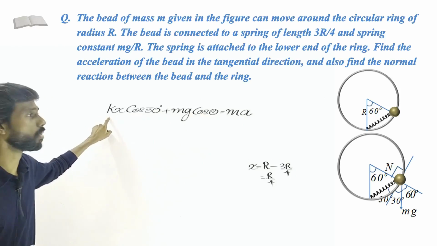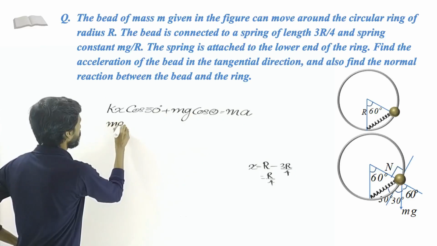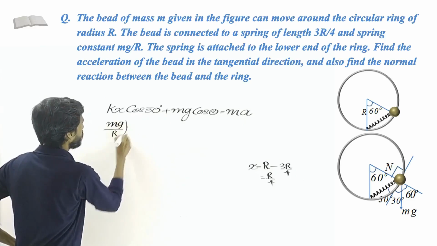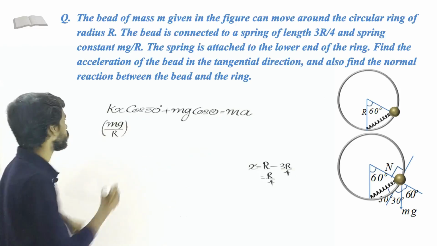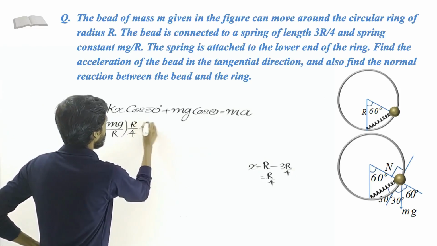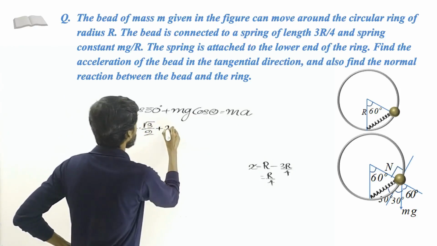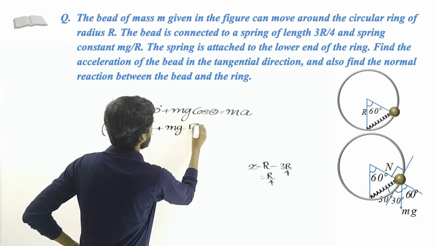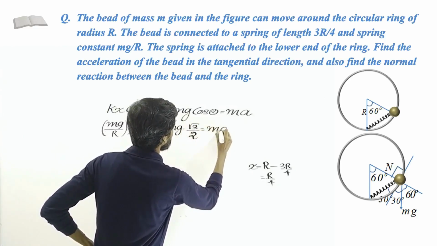So the k value is known in the question, right? From the question, k is mg by r. And the x value we have found, so that is r by 4. Cos 30 is root 3 by 2, plus again mg cos 30, which is root 3 by 2. So that is mass times the acceleration.